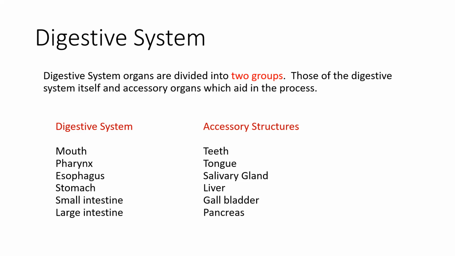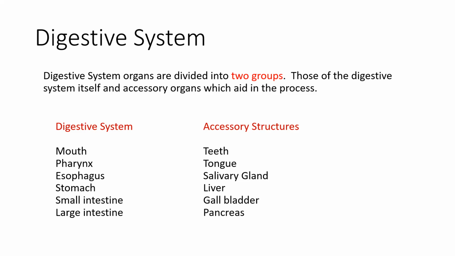The pharynx is our throat. It's that tube from the nasal cavity to the larynx that we use for air and food and water, and we separate it into two separate passageways. The accessory structures do a lot of work for us, but don't have food pass through them. Food passes around them, but not through them.